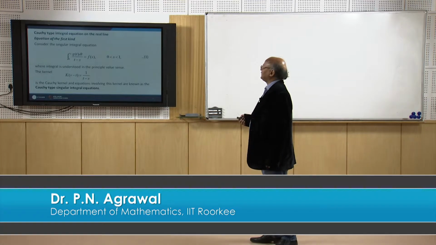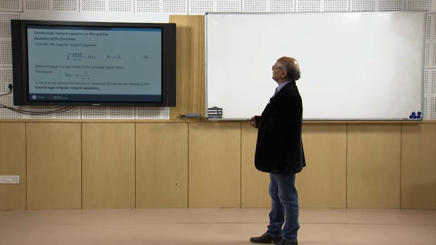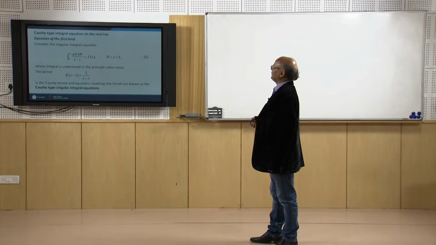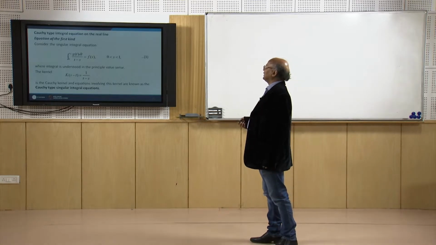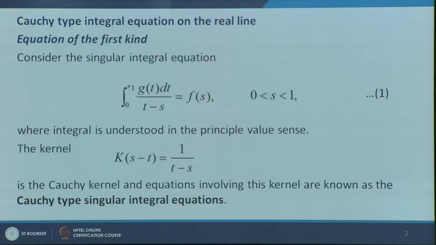We will begin with Cauchy type integral equations on the real line, the equations that are of the first kind. In the first kind we shall consider the singular integral equation, integral 0 to 1, where the star means we are considering the principal value of the integral: integral 0 to 1 g(t) dt upon t minus s. You can see that because of t minus s in the denominator and s lying in the open interval 0 to 1, the integrand becomes unbounded over the interval of integration 0 to 1. So integral 0 to 1 g(t) dt upon t minus s equals f(s), where the integral is understood in the principal value sense. So this is the Cauchy principal value. A star denotes the Cauchy principal value.